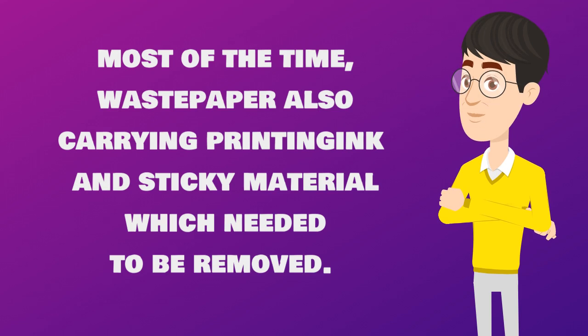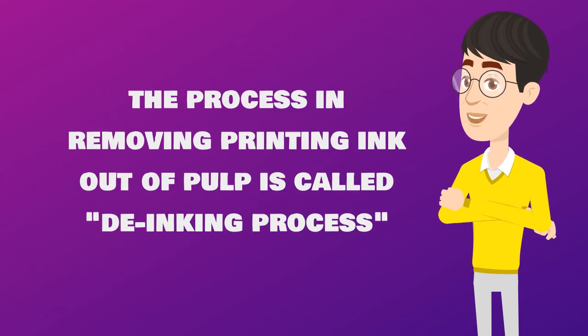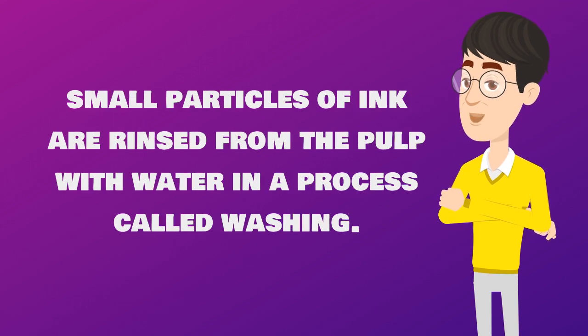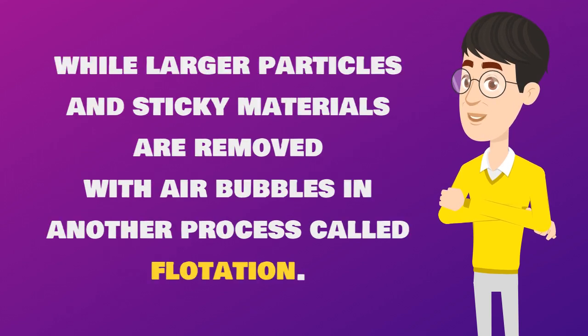Most of the time, waste paper carries printing ink and sticky material, which need to be removed from the pulp. The process of removing printing ink from pulp is called the deinking process. Small particles of ink are rinsed from the pulp with water in a process called washing, while larger particles and sticky materials are removed with air bubbles in another process called flotation.